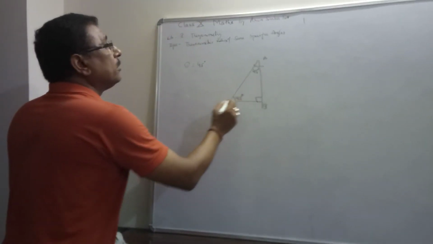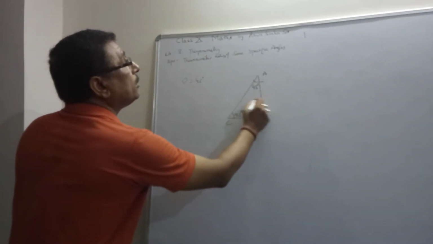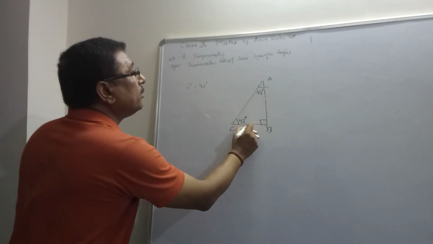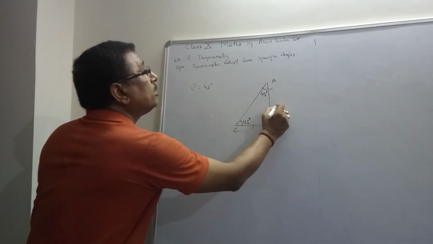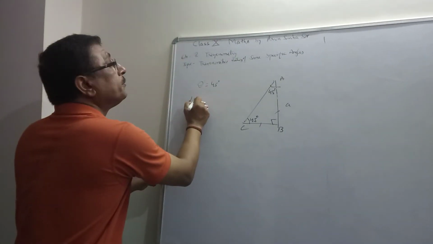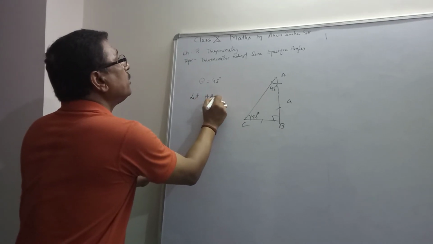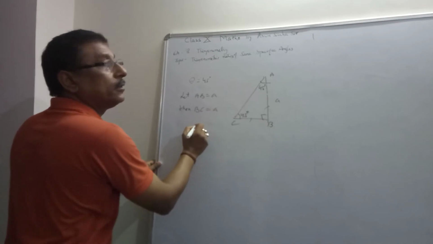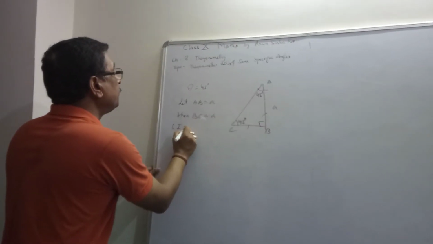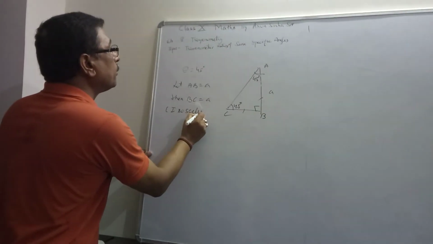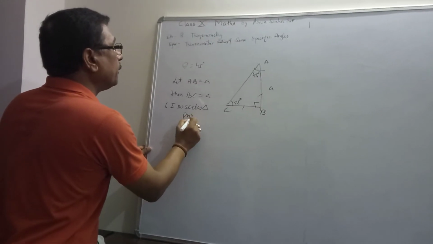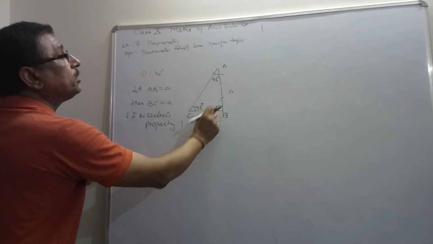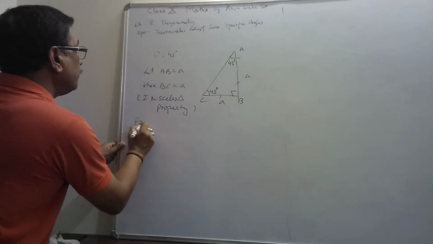So now you can see, if these two angles are equal, then from the isosceles triangle property of a triangle, these two sides will be equal. Let AB is equal to A. Then BC will be equal to A. Why? From isosceles triangle property. Okay, this is also A. Now if you know this is A, from Pythagoras theorem.